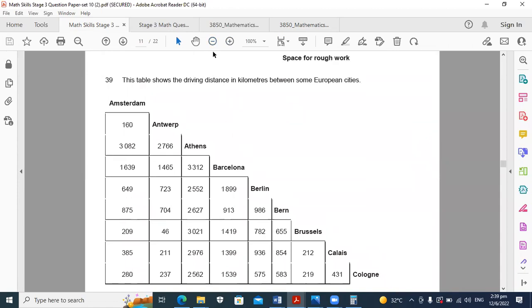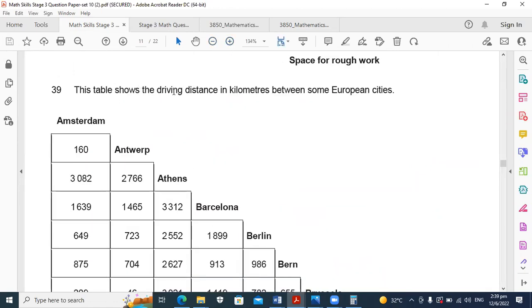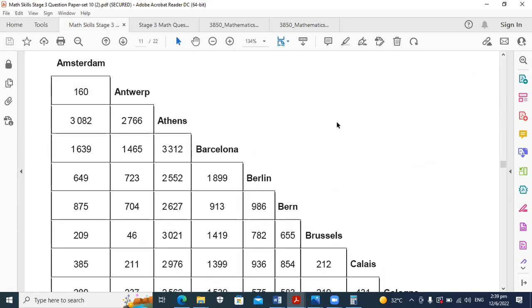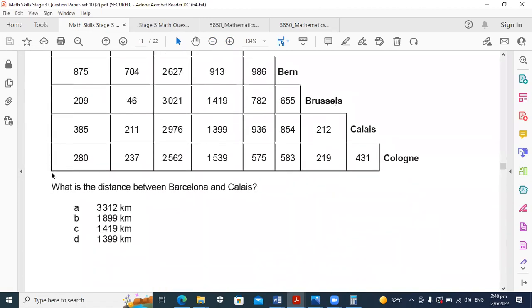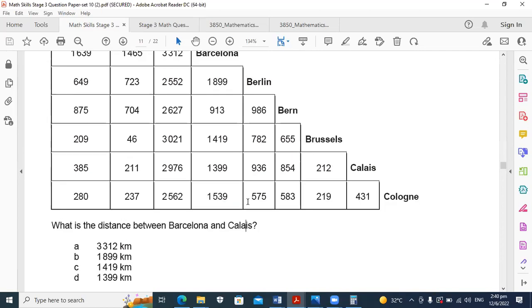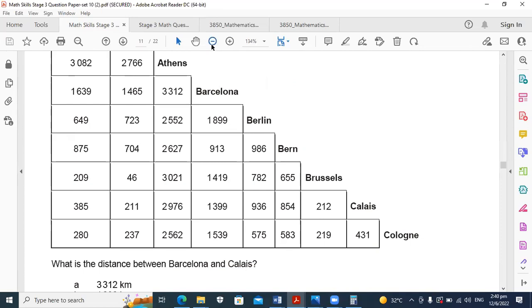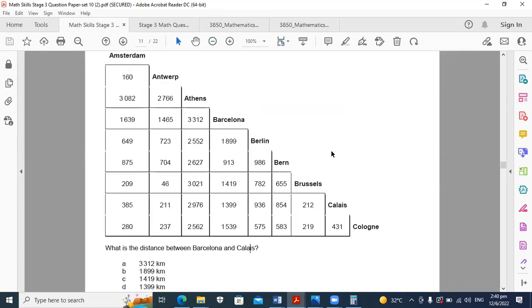The table shows a driving distance in kilometers between some European cities. It says, what is the distance between Barcelona and Calais, I don't know how it's pronounced. So look at the table. What do you think the answer is?